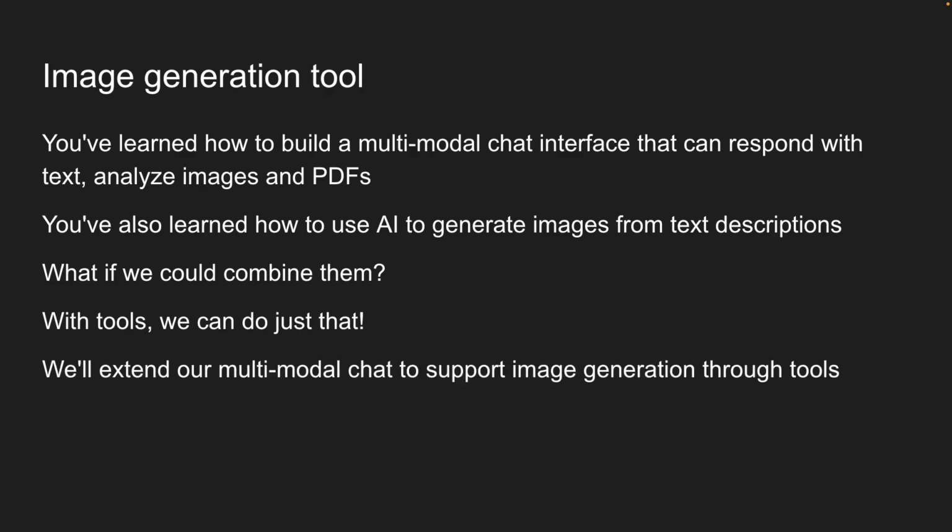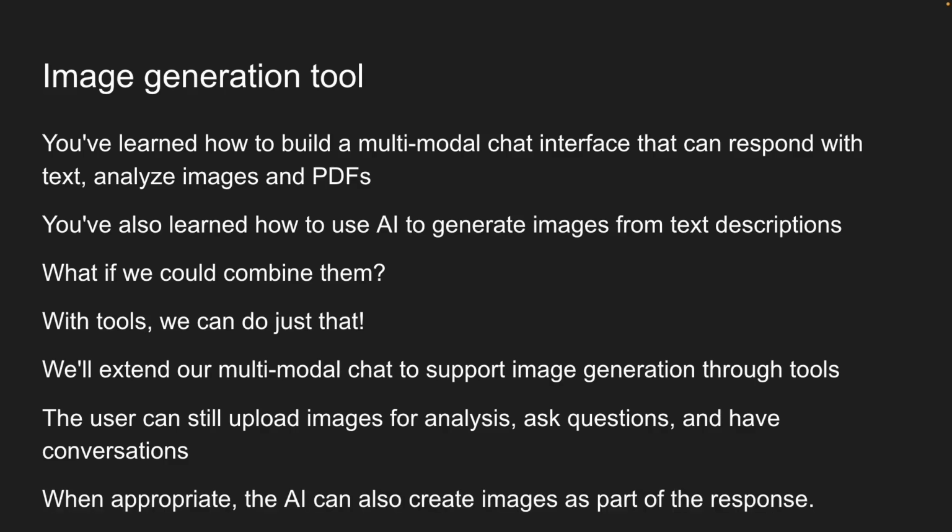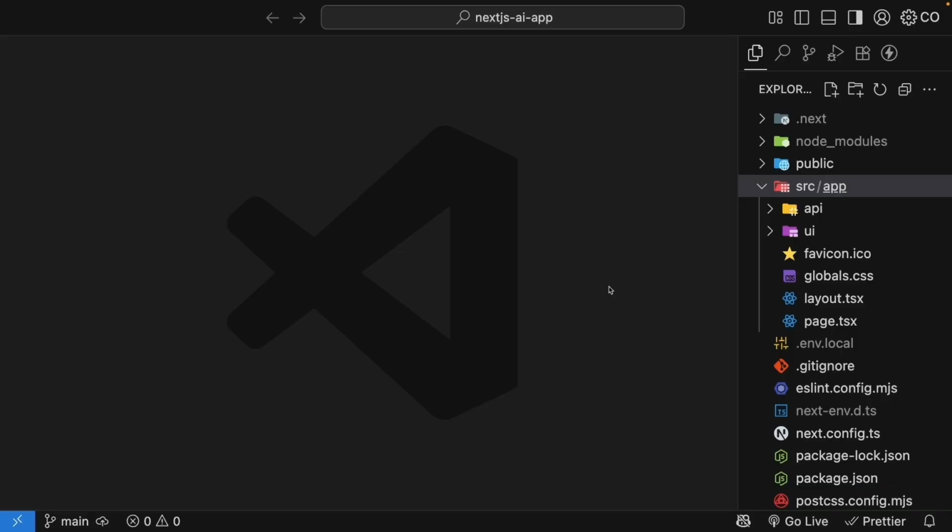In this lesson, we'll extend our multimodal chat to support image generation through tools. The user can still upload images for analysis, ask questions, and have conversations. But now, when appropriate, the AI can also create images as part of the response. Let's dive in. We will use our multimodal chat implementation as a starting point. It already handles text, file uploads, and image display perfectly.